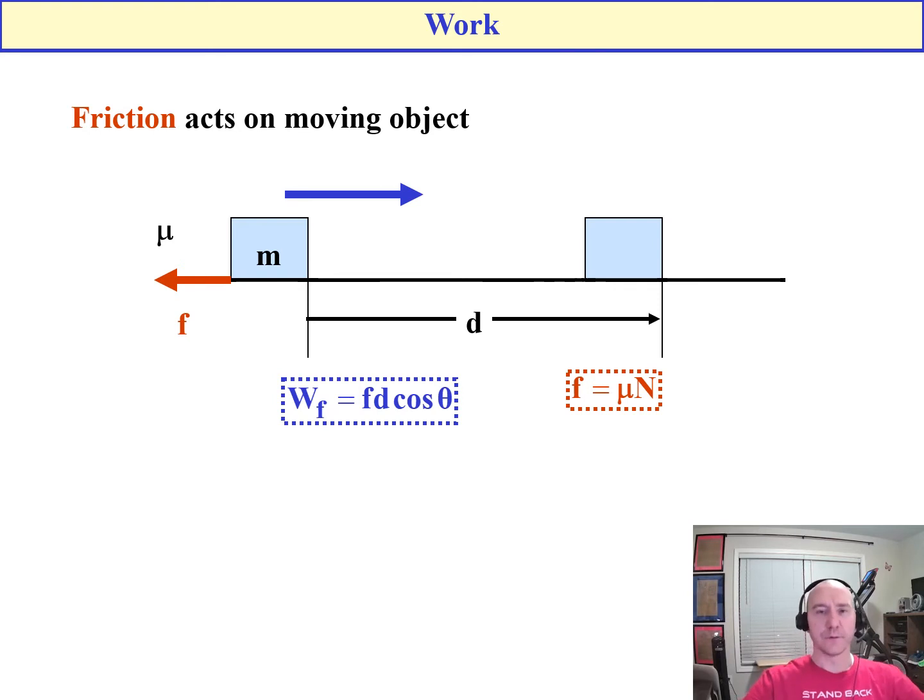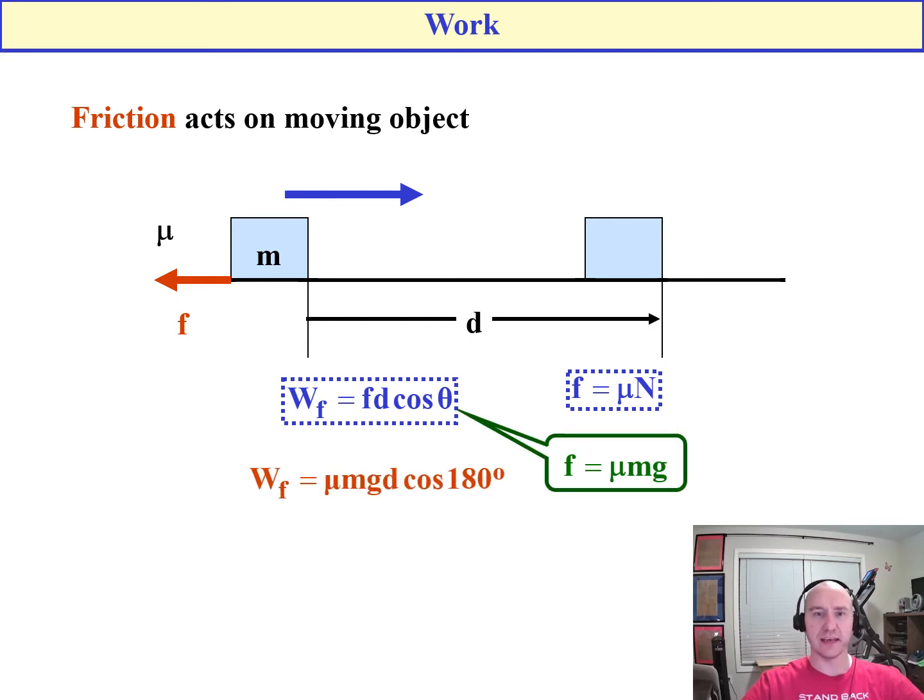All right, so the force of friction is going to be equal to the coefficient of friction times normal force, which on a level surface is going to be equal to mass times gravity. We'll go ahead and plug that in, and you get the work that friction does. So it's going to be negative mu times mg d.